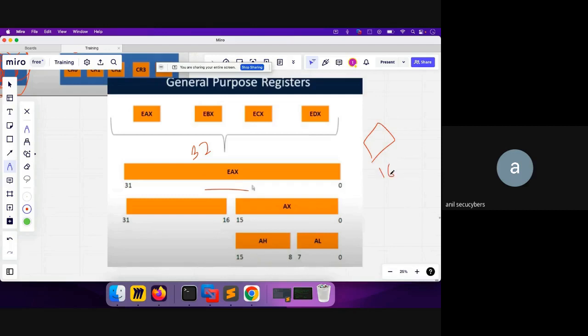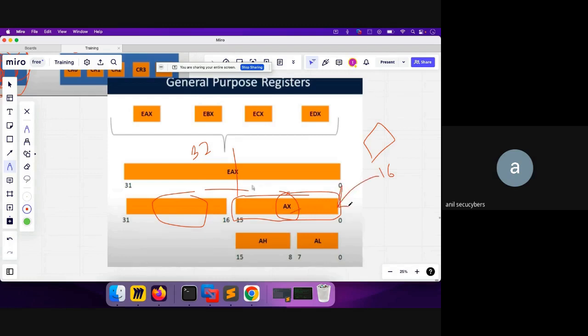In a 16-bit CPU, this EX register is divided into two halves. One is AX, and this is the other part. So in 16-bit, we are only worried about this register. The name of the register is called AX in 16-bit.